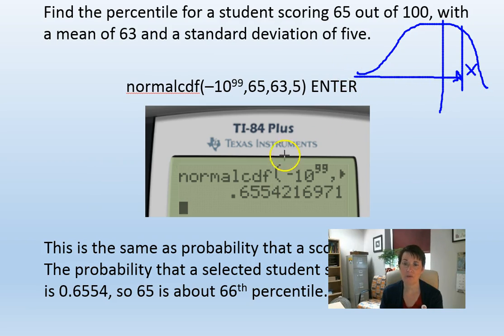So I'm starting off with my negative 10 to the 99th power. Then my critical value, the number I'm interested in, my mean, and my standard deviation. It's the same probability that a score is less than 65 when it's worded like this. The probability that the selected student scored less than 65 is this. So 65 is about at the 66th percentile, which we figured from our other score as well.